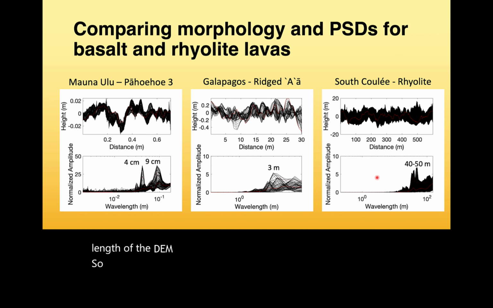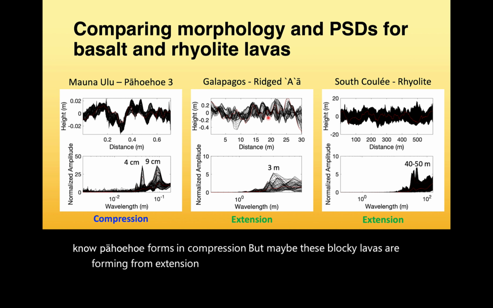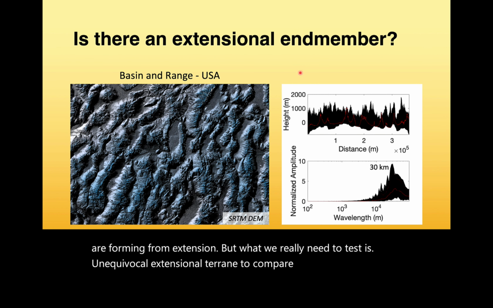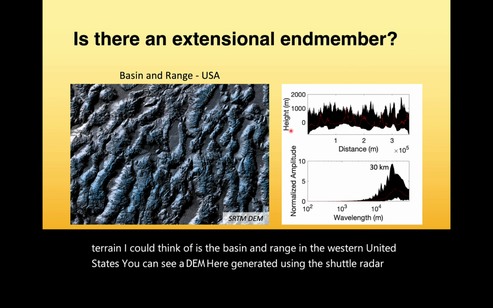So with these lines of evidence, we think preliminarily that we know Pohoihoi forms in compression, but maybe these blocky lavas are forming from extension. But what we really need to test is unequivocal extensional terrain to compare to. And the best terrain I could think of is the Basin and Range in the western United States. You can see a DEM here generated using the Shuttle Radar Topography Mission.